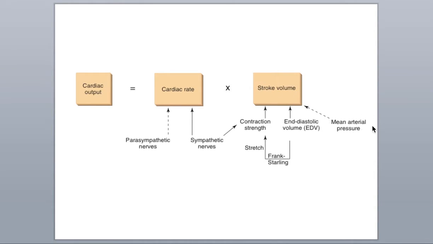Now, also mean arterial pressure. If we increase mean arterial pressure, we're going to decrease stroke volume. There's not going to be as big of a hole, basically, for the blood to pump through. It's going to have to squeeze through a smaller diameter hole. But if the pressure decreases, generally we're going to be vasodilating the blood vessels, and that'll help to increase stroke volume.